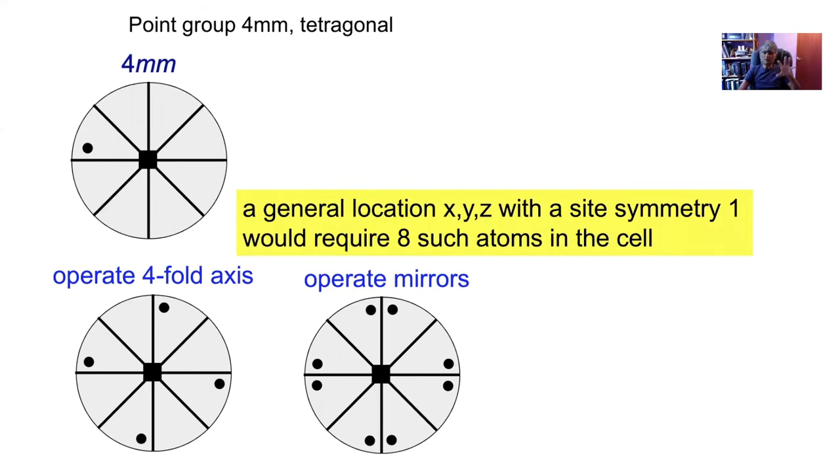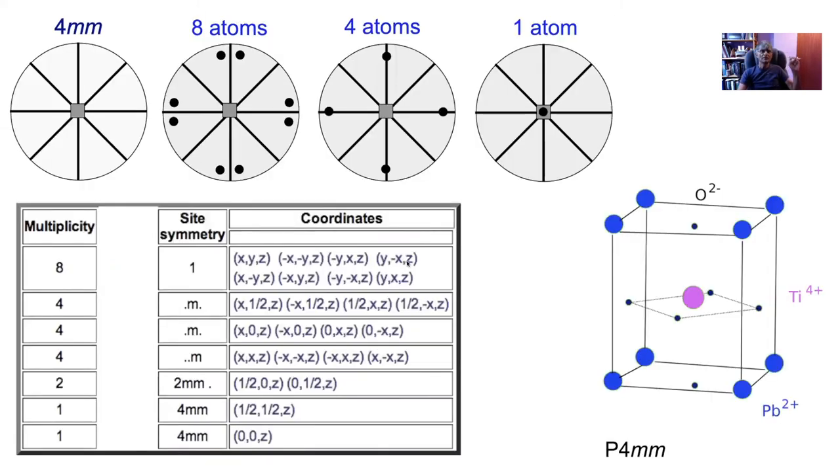So a general location, XYZ with a symmetry of mm, would require 8 such atoms in the unit cell. Now, supposing that you place the atoms at a location on the mirror planes, then you would generate 4 atoms in the unit cell, and we don't have 4 atoms of any species within the unit cell. If you place an atom on the tetrad, there will be just 1 of those atoms. So this gives you a clue that the titanium and the lead will be located on fourfold axes.